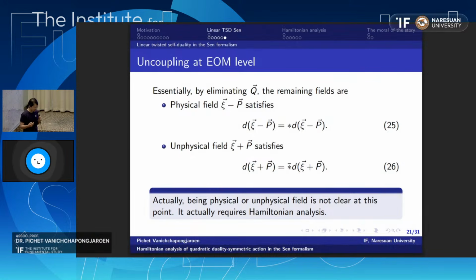And actually, at the level of equation of motion, we can only talk about whether the fields are uncoupled. In order to say whether they are actually ghosts or not, we have to check at the Hamiltonian analysis, at the Hamiltonian level. Maybe you have already learned this before in Professor Babichev's talk.